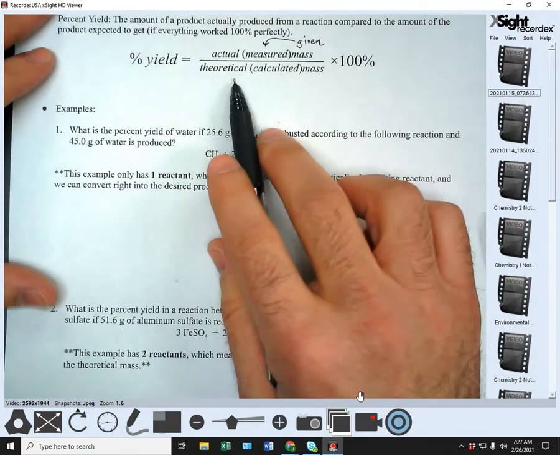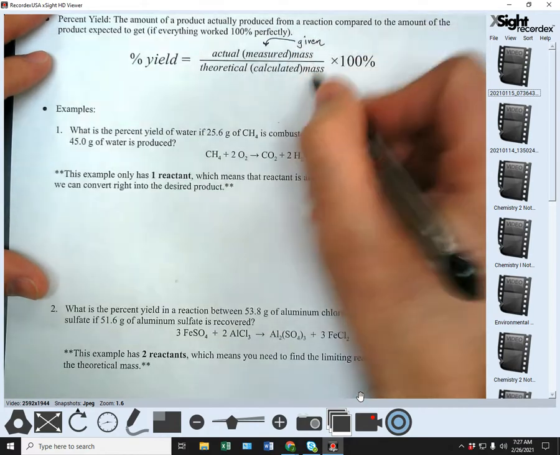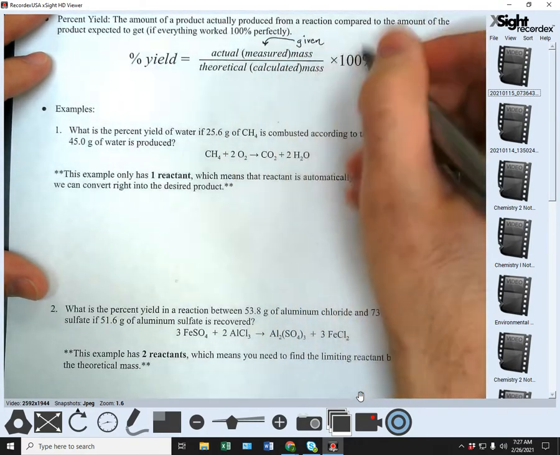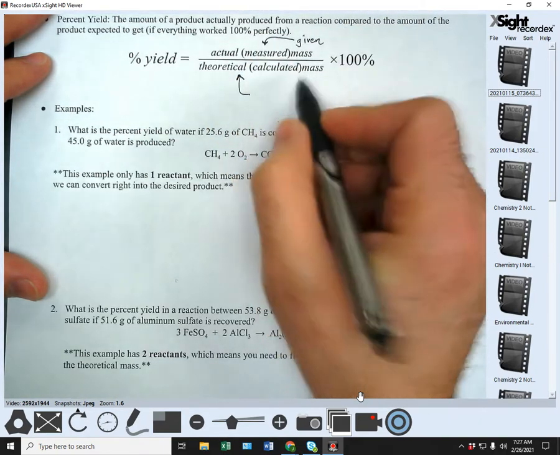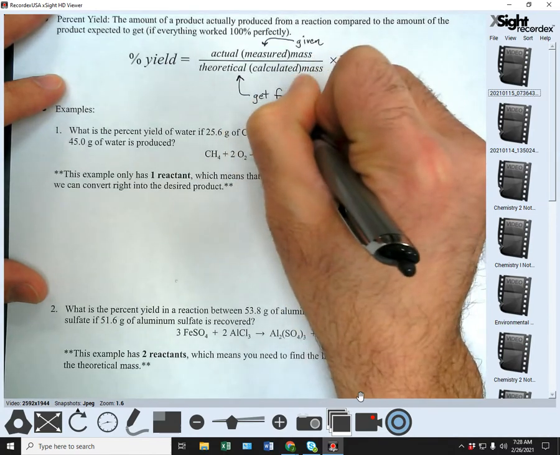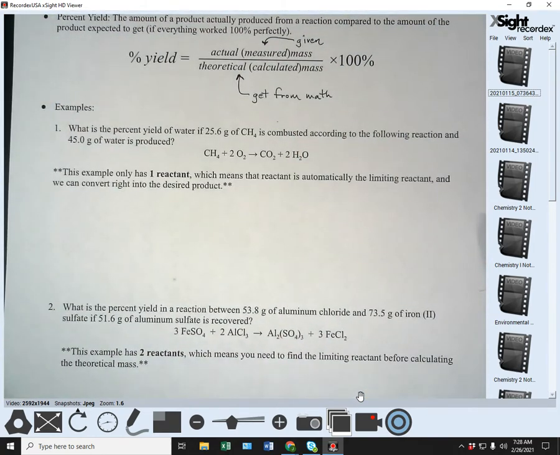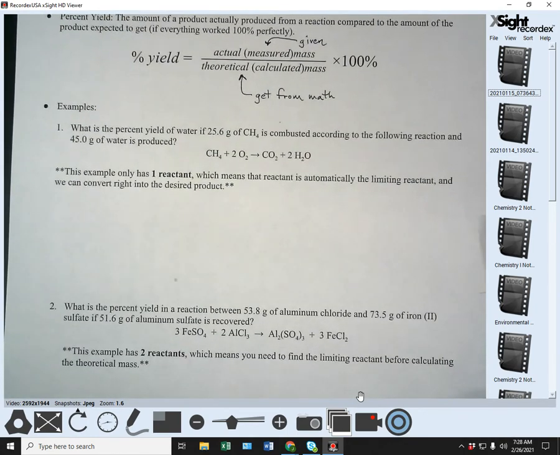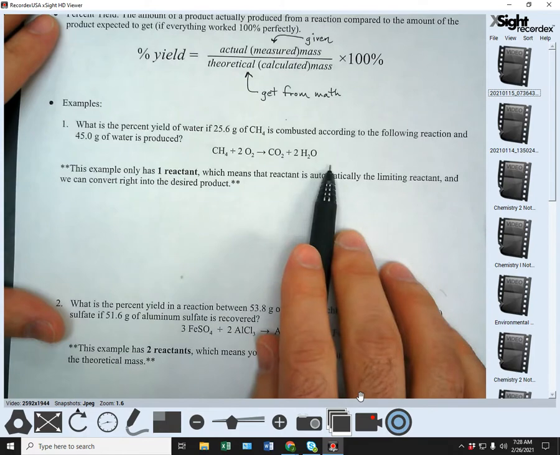Okay. The theoretical or calculated mass is what it says here, the calculated, or what you get from doing the math. It's the amount that should be produced if everything worked 100% perfectly. All right. So let's take a look at a problem here. So the one I just read, we've got the balanced equation they give us.